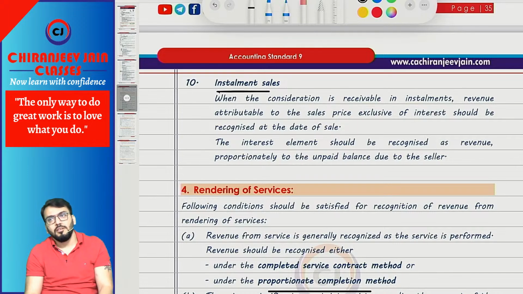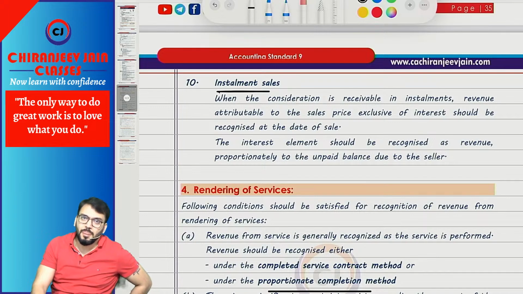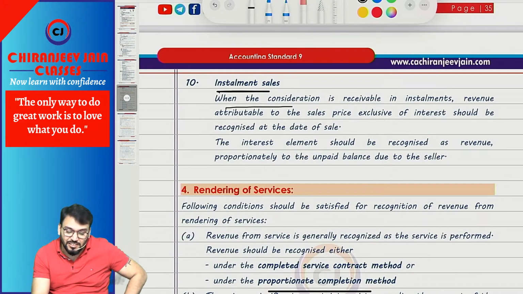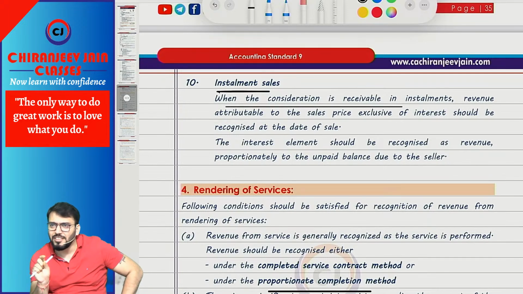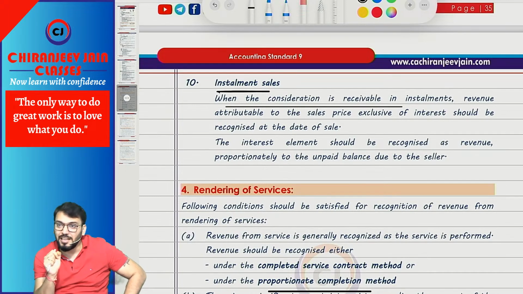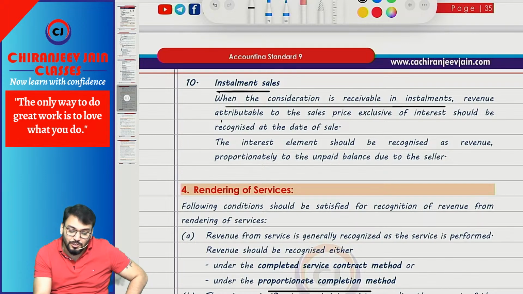Installment sale means what? Whenever we are receiving installments, the consideration is receivable in installments, so can I say the sale amount will be inclusive of interest? Because installments will be inclusive of interest. So we should find out the present value of all the installments. The present value of all the installments will become the cash price. That amount we should recognize as revenue. So whenever consideration is receivable in installments, revenue attributable to the sale price exclusive of interest should be recognized at the date of sale.